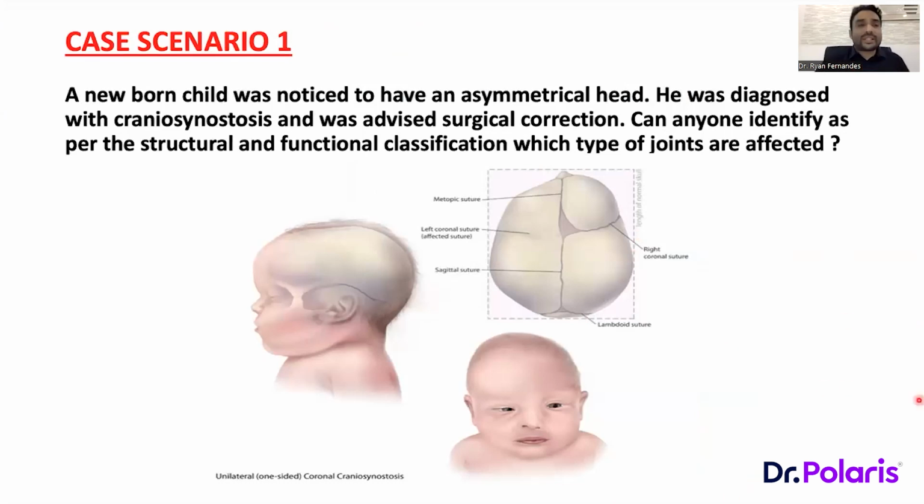So the first question, a newborn child was noticed to have an asymmetrical head. He was diagnosed with craniosynostosis and was advised surgical correction. Can anyone identify, as per the structural and functional classification, which type of joints are affected? Remember, structural and functional.